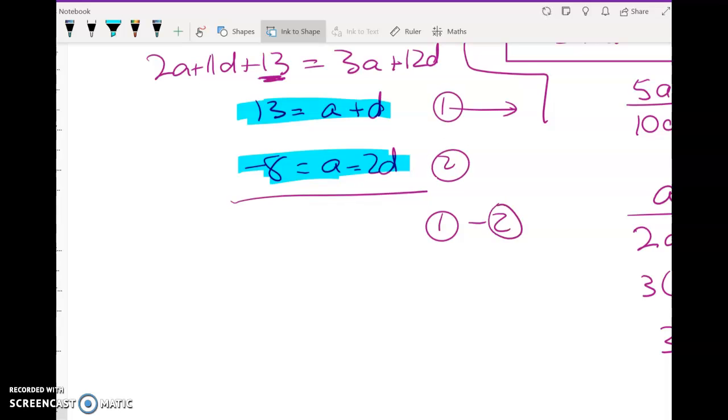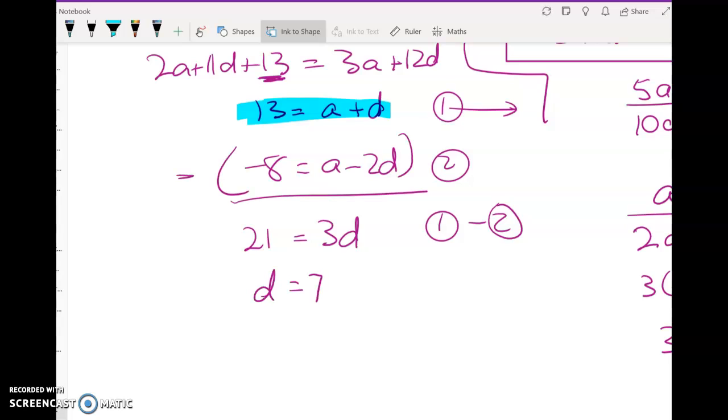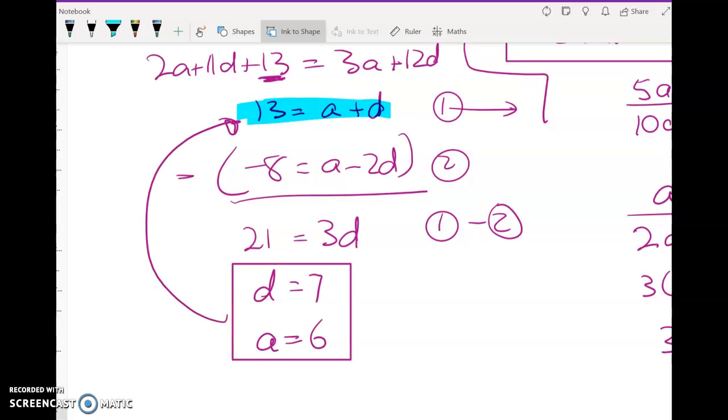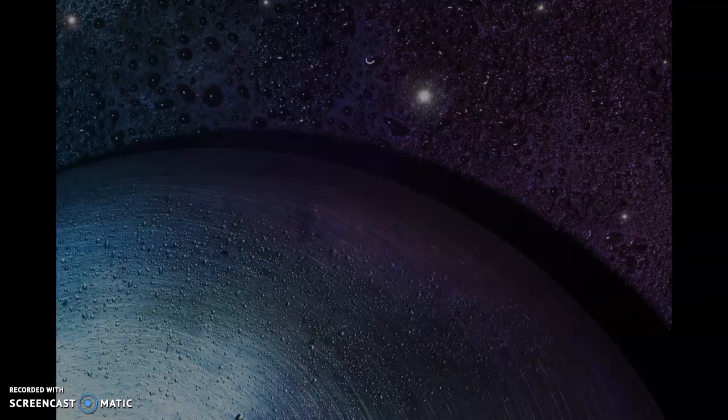And I'll get 13 minus -8 is 21. And then d minus, sorry, that's not an equal sign, that is minus sign. D minus -2d gives me 3d. So I'm subtracting all of that. So d is 7, and that means that a has to be 6. And there we go. I used that to get that. And if you check that all on the mark schedule, that is the right answer, and you get your full marks.